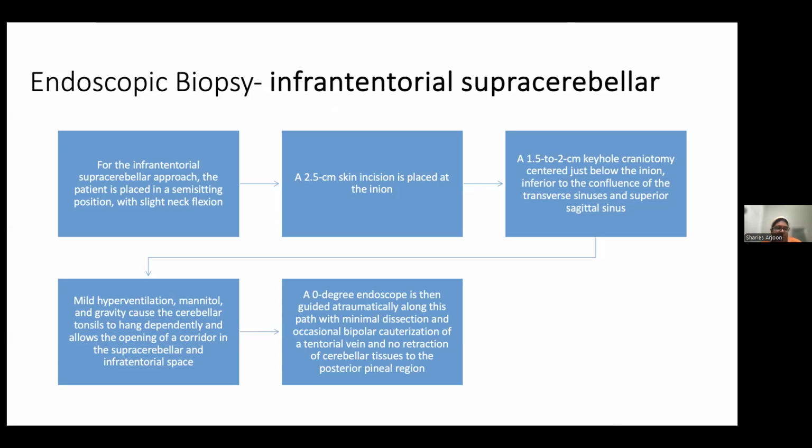In this case, mild hyperventilation, mannitol, and gravity cause the cerebellar tonsils to hang dependently and allow the opening of a corridor in the supracerebellar and infratentorial space, and a 0-degree endoscope is then guided atraumatically along this path with minimal dissection and occasional bipolar cauterization of a tentorial vein and no retraction of the cerebellar tissues to the posterior pineal region.